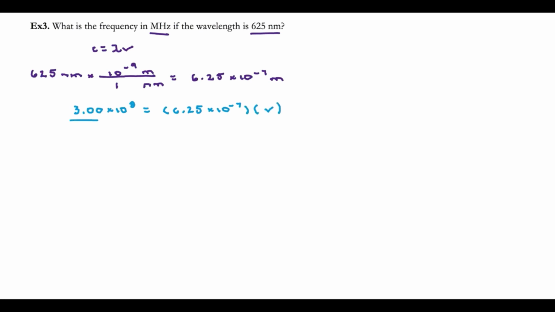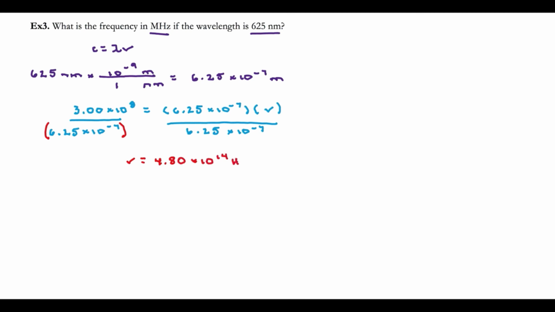So now to solve this, I'm going to divide both sides by 6.25 times 10 to the negative 7th. And remember, when you're plugging this into your calculator, make sure the 6.25 times 10 to the negative 7th is in parentheses in your calculator. And so when you solve for your frequency, what I got was, because I want 3 sig figs, 4.80 times 10 to the 14th hertz.